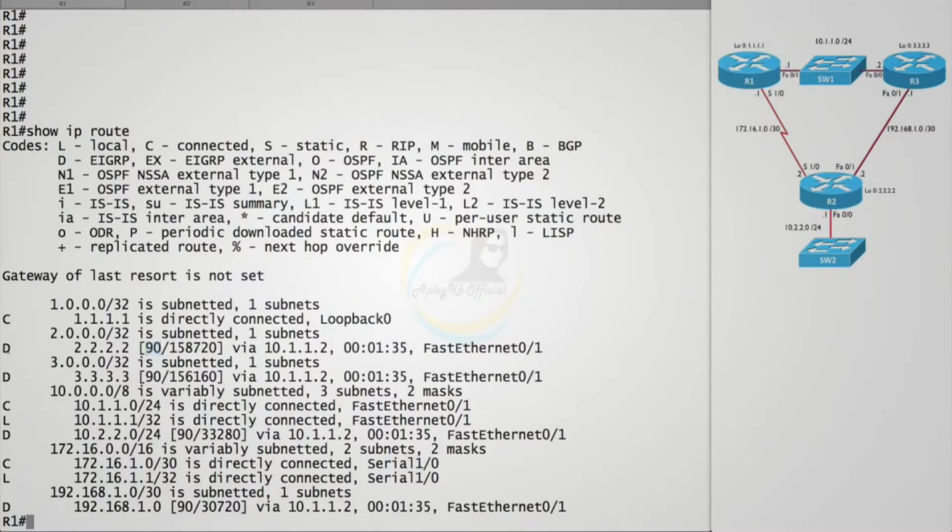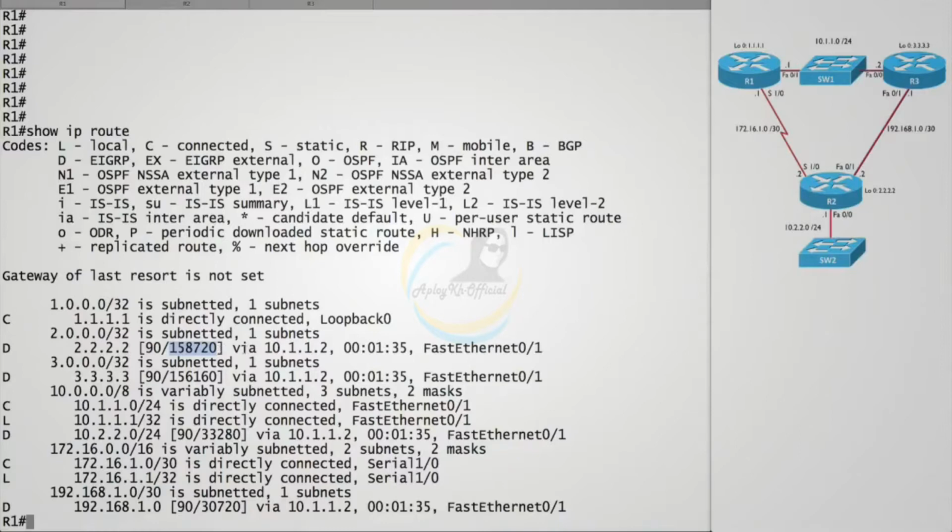Well, let's take a closer look at this route to 2.2.2.2. That's the loopback IP address of router R2. We see this 158720. What is that? That's the metric. Remember the metric calculation? That's the metric, or the feasible distance, to get to 2.2.2.2.